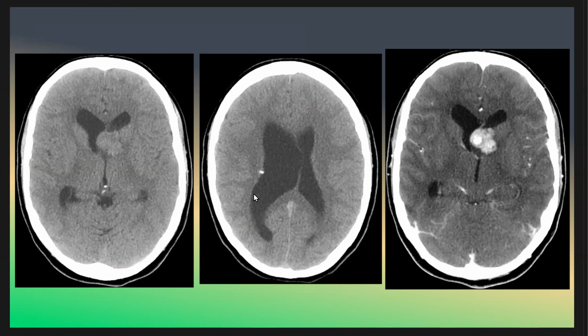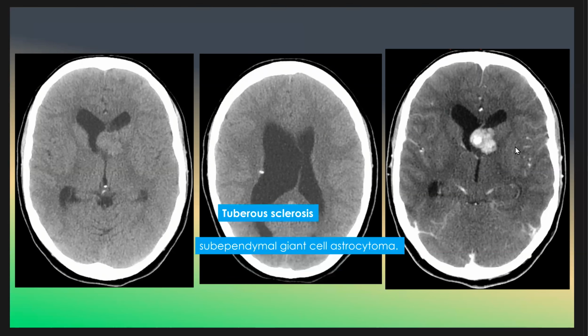Okay, we have ventricular calcification and a large mass in the region of the foramen of Monro, and it is enhancing with hydrocephalus. And this patient has tuberous sclerosis with giant cell tumor, giant cell astrocytoma.